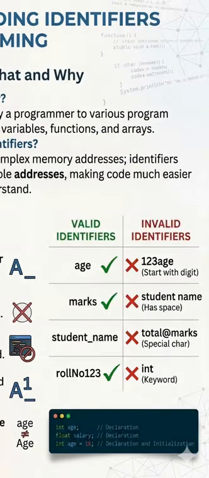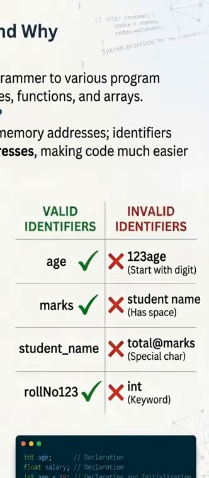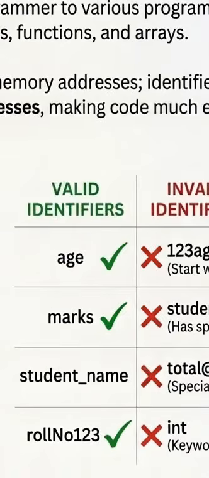Now, coming to a few examples of valid and invalid identifiers. The first example, age, is valid because it is starting with a letter. And coming to marks, it is also starting with a letter and there are no spaces in between. Coming to the third example, student underscore name, it is connected with an underscore followed by name, so it is also valid. And roll number 1 to 3 is starting with a letter, right? So it is also valid.